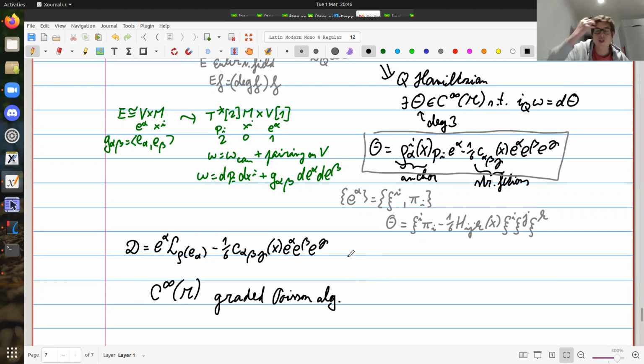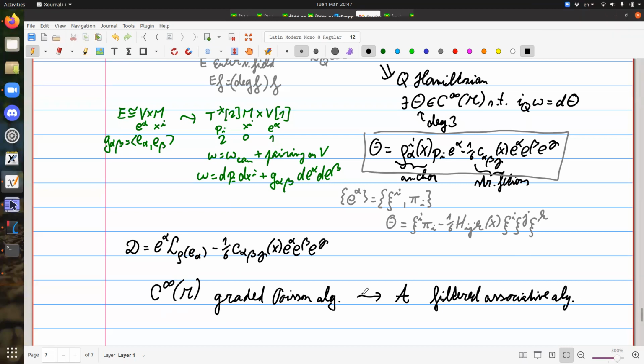It's actually easier than quantizing an arbitrary Poisson manifold, but there is a notion of having a deformation quantization of such an object. So basically, instead of taking this graded thing, you can form a filtered associative algebra. And you recover the original one as the associated graded of that thing.